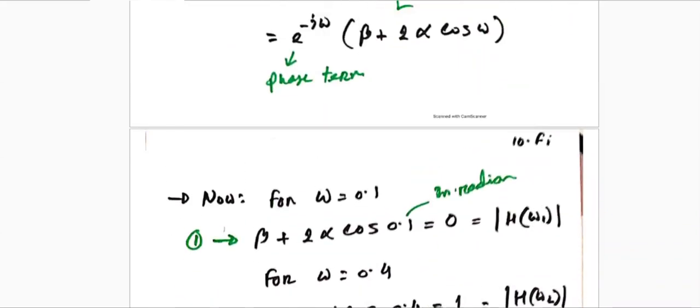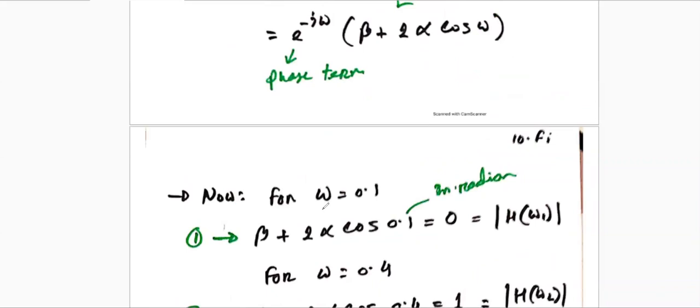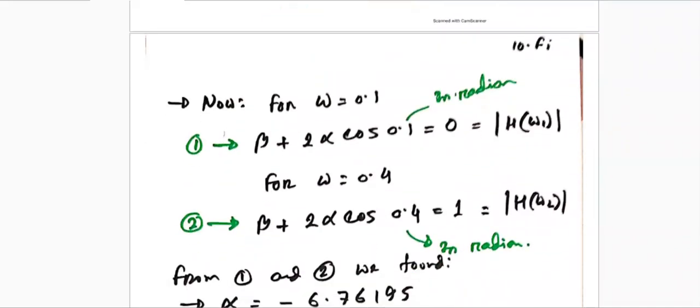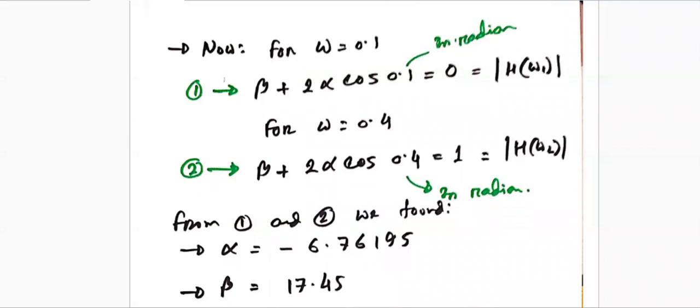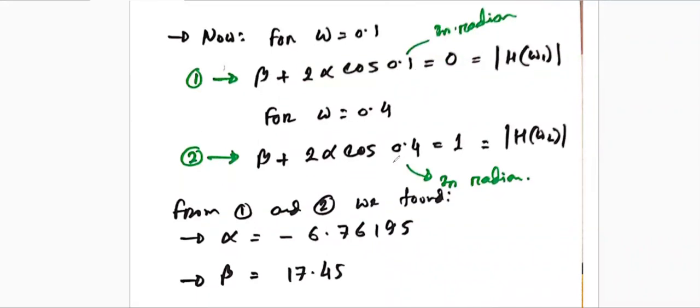So according to that, as I already mentioned, for omega equals 0.1, beta plus twice alpha cos 0.1 should be equal to 0. This is equation number 1. We have one equation, and for the second equation, we put omega equals 0.4. For that one, we have this equation. And make sure that 0.1 and 0.4 are in radians, because that is the value of omega.